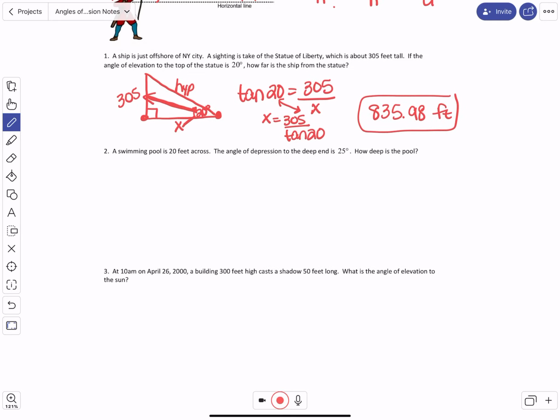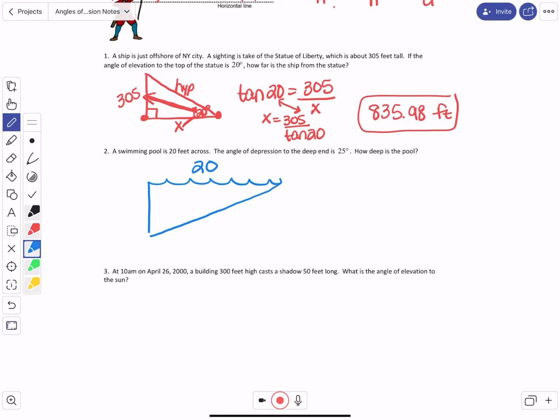Okay, so then you got a swimming pool is 20 feet across. Okay, so we got a swimming pool here. All right, it's 20 feet across. The angle of depression to the deep end is 25 degrees. Okay, so here's the pool. Angle of depression to the deep end. So the depression is going down, okay? Oh, 25 degrees, sorry. Okay. 25 degrees.